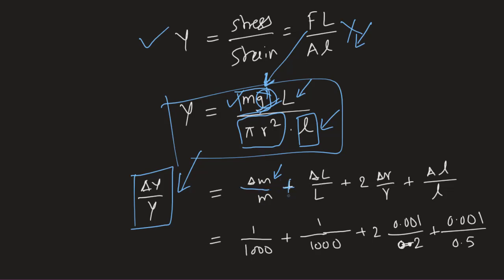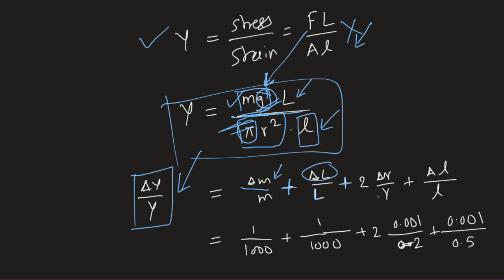Plus, since mass and this length is being multiplied in this formula, we have to use plus sign over here. Delta L by L. Again, delta L is the absolute error in that length of the wire, and capital L is the measured length. Then we are dividing here. So whenever we divide some quantity, basically we have to add that when calculating the error. That's why we have got plus sign.